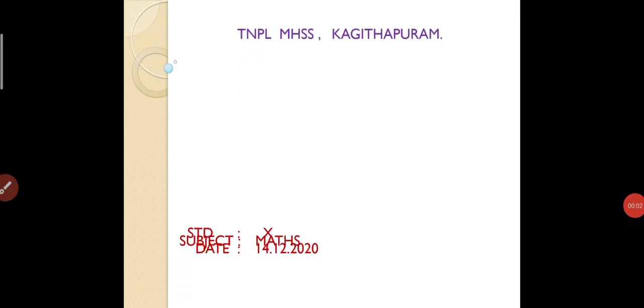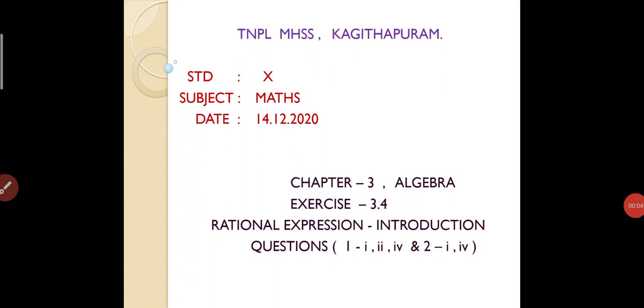Hi children, in today's maths class we are going to see the third chapter, algebra. In that chapter we are going to see the rational expression introduction, and in exercise 3.4, questions 1 and 2. In question 1, subdivisions 1 to 4, and in question number 2, subdivisions 1 and 4.